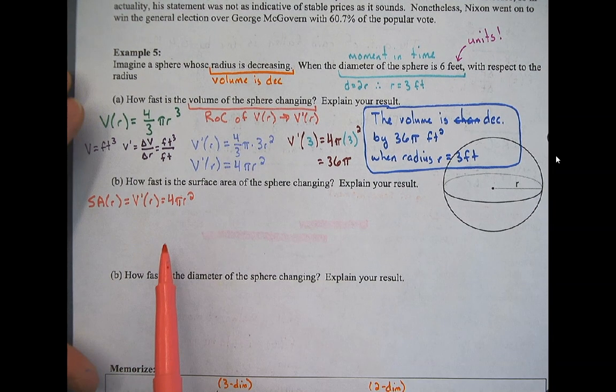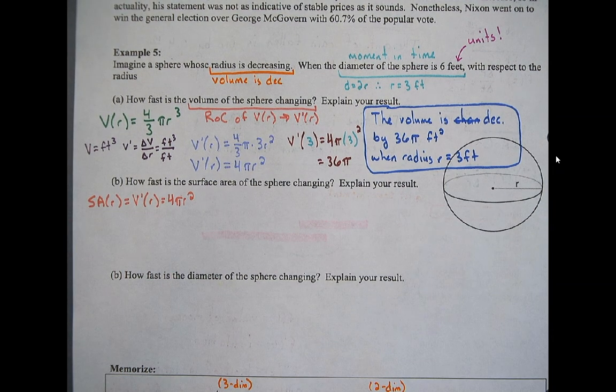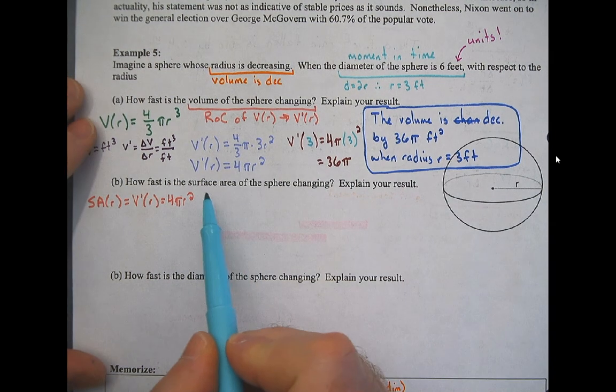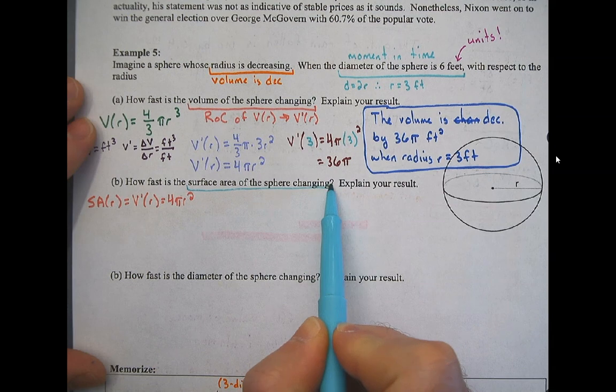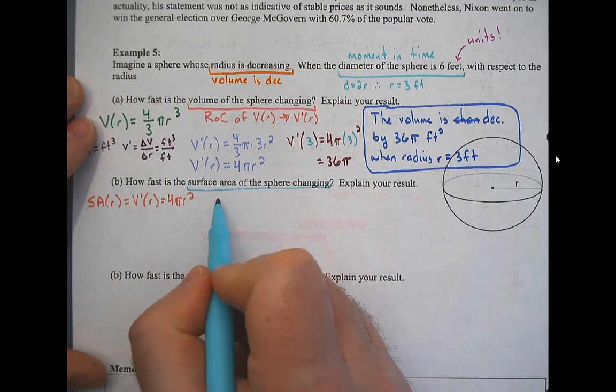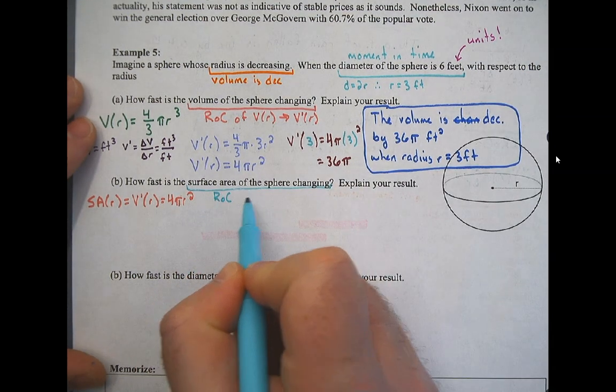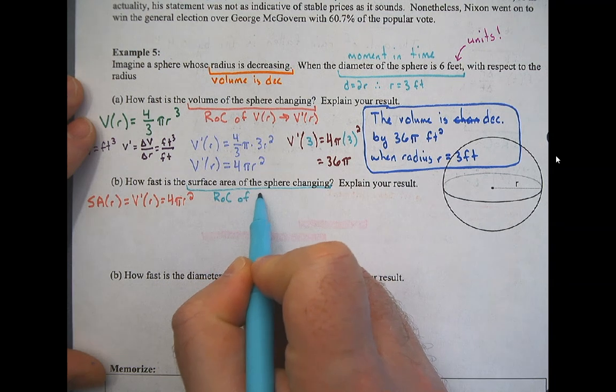for surface area. Now, what we want to know is, let's annotate again. What we're trying to figure out is how fast the surface area of the sphere is changing. So that's looking for the rate of change of surface area.